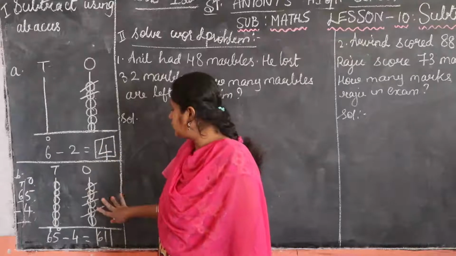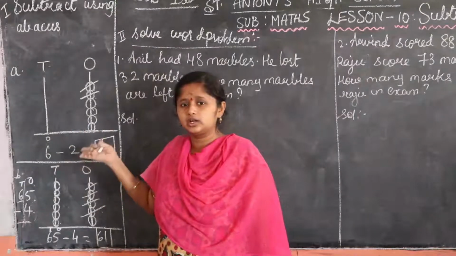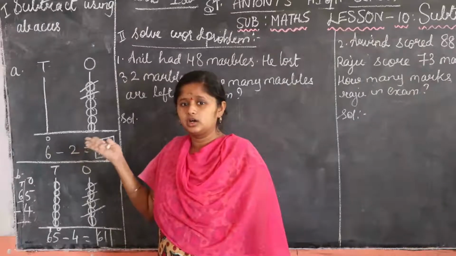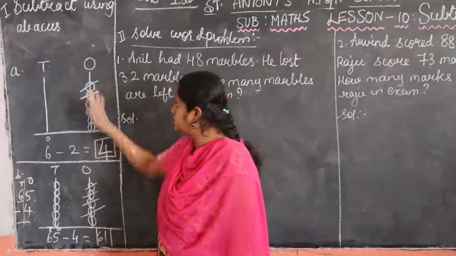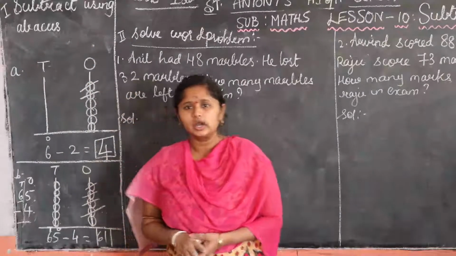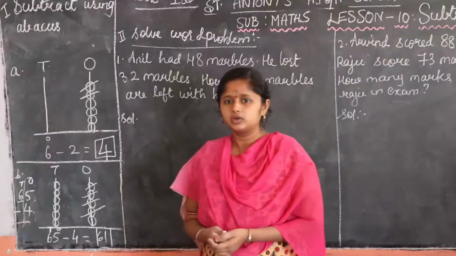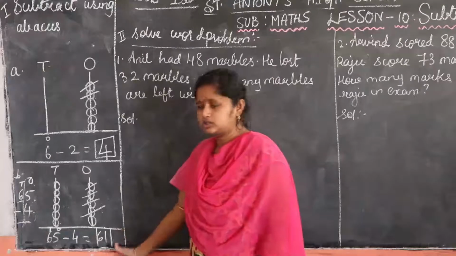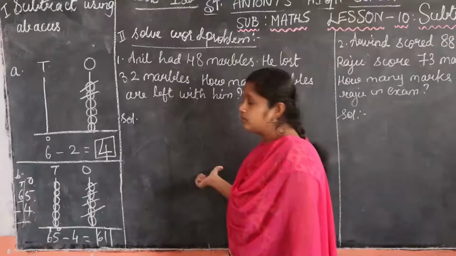We have solved the subtraction same like the definition we have solved. Same like that only, with the help of the abacus we have solved this. Okay, children, you have to practice in your rough note twice and thrice. Then only you will understand this concept. Next we will go for the word problem.